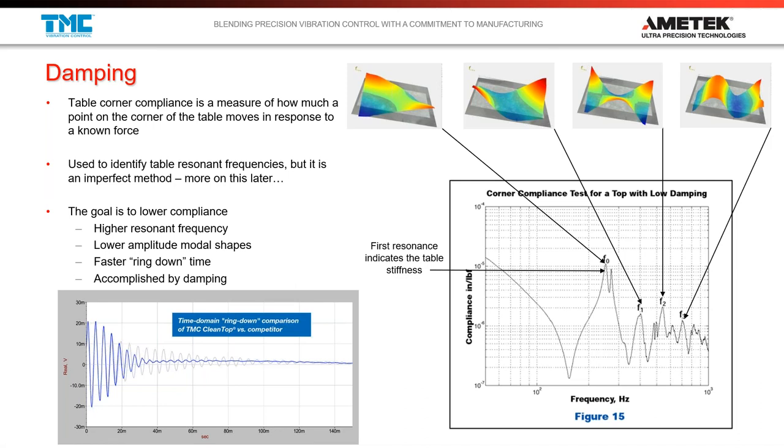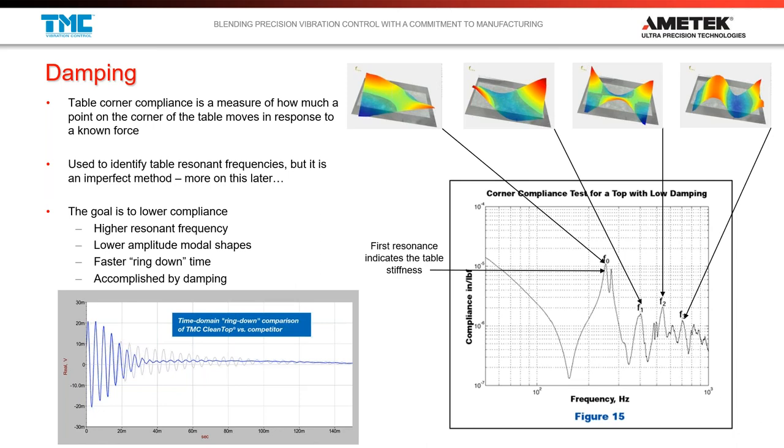And each one of these different resonances tends to represent a different modal shape. Every table is a little bit different, but just as examples, for the first resonant frequency you might have a modal shape where the opposite corners are up and down. Whereas for the second resonant frequency, you might see a U-shaped mode with a valley in the middle of the two corners. You might have a twisting mode or even a sine wave type mode at higher frequencies.